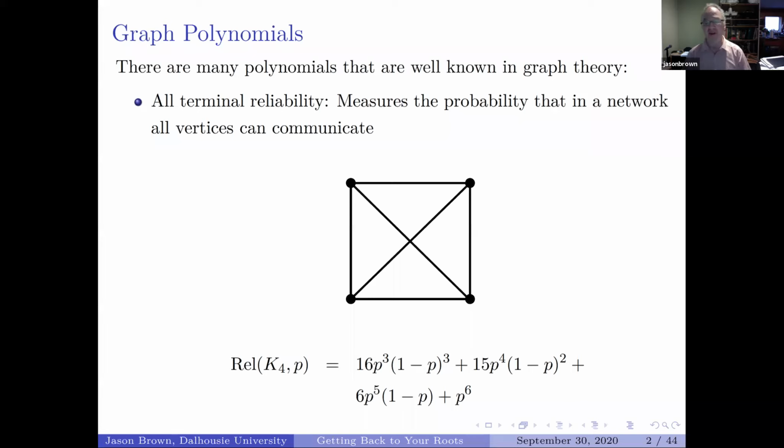For this graph, it turns out to be 16p cubed times (1 minus p) cubed, and that's enumerating all the states with 3 edges being up. 16 happens to be the number of spanning trees in the graph. Plus 15p to the 4th times (1 minus p) squared, plus 6p to the 5th times (1 minus p), plus p to the 6th. And you can see very quickly that this is a polynomial. In fact, the all-terminal reliability of a graph is always a polynomial in the edge probability p.